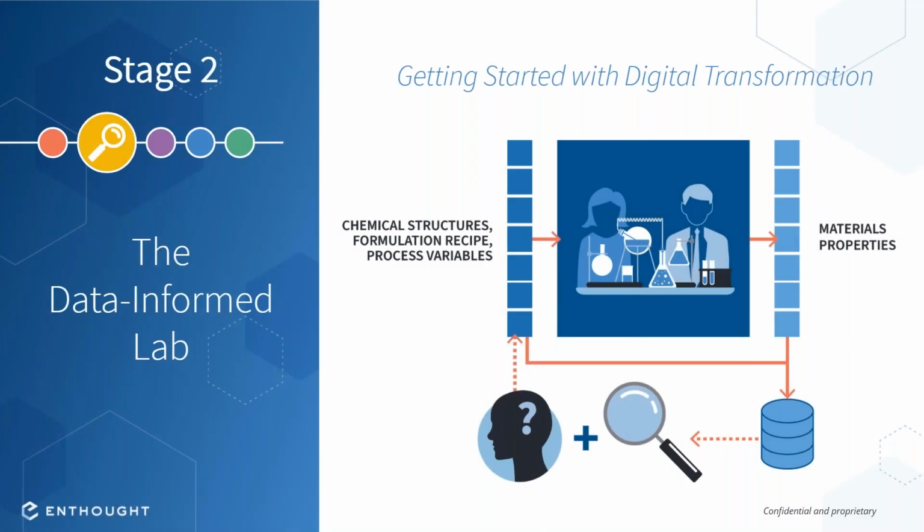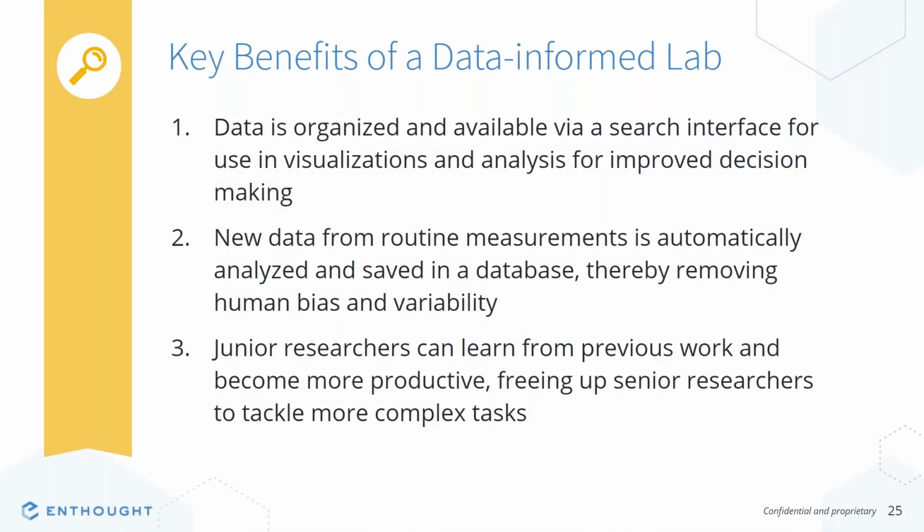So to get beyond this, we need to move towards what we call stage 2, which is the data-informed lab. This is where labs get started with their digital transformation, and they start getting data organized. This is a foundational step for any kind of digital transformation initiative. The key benefits you can expect out of a data-informed lab is that data is organized and available via a search interface for use in visualizations and analysis for improved decision-making.